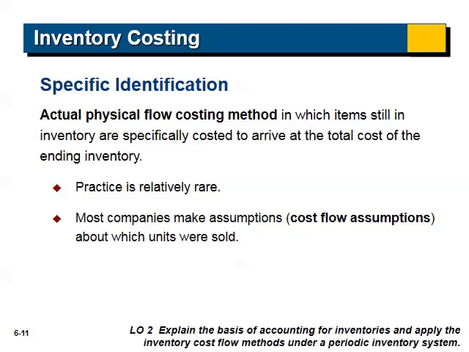So specific identification is the actual physical flow costing method in which items still in inventory are specifically costed to arrive at the total cost of the ending inventory. You're able to identify specifically which ones you sold. We sold the $700 ones and the $800 ones, which means on hand are the $750. This is pretty rare because it's difficult to keep track of them that way. So most companies make an assumption. We assume which ones we sold, and that's called the cost flow assumptions.